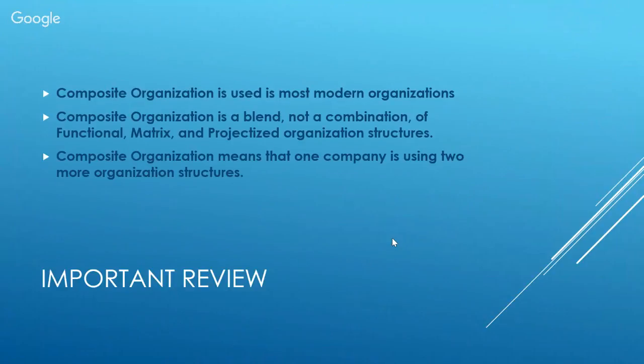So that concludes our presentation today. Just some key notes for the test. A composite organization is used in most modern organizations. It is a blend, not a combination, of functional, matrix and project-sized organization structures. And if a company says they're using composite organization, that means that company is using two or more different organization structures.